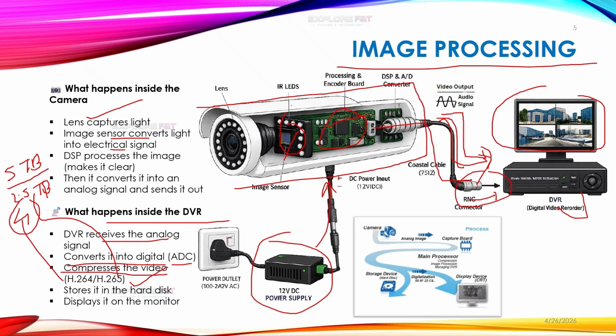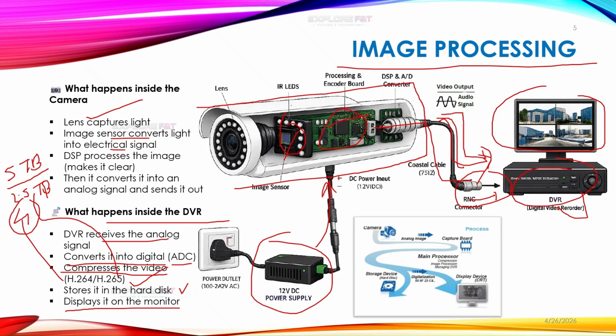And next, it is stored on hard disks. There are hard disks in the DVR, so all the data is stored in the DVR, and it will display it on the monitor. This is just the image processing, how it processes.